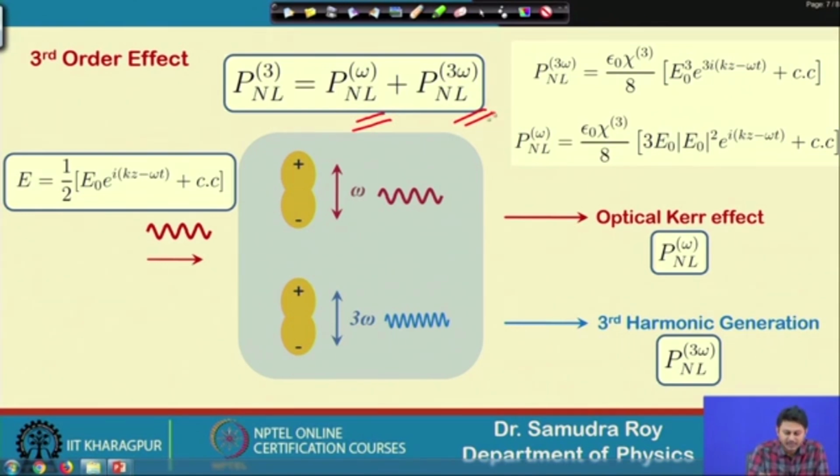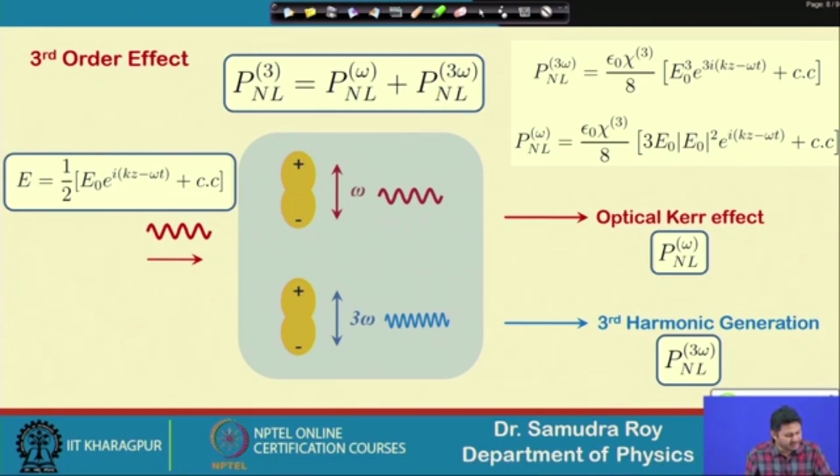P nonlinear 3 omega gives rise to third harmonic generation, but in order to have third harmonic generation, one important criterion is that phase matching should be there, but normally we do not have the phase matching condition. So, that is why we will not take this term for the time being, we will just discard this term. So, P nonlinear 3 means it is a third order effect, which is nothing but the P nonlinear omega, that means only this term I will take care of. This term will contain a frequency component omega, mind it, and leads to the optical Kerr effect as shown here.